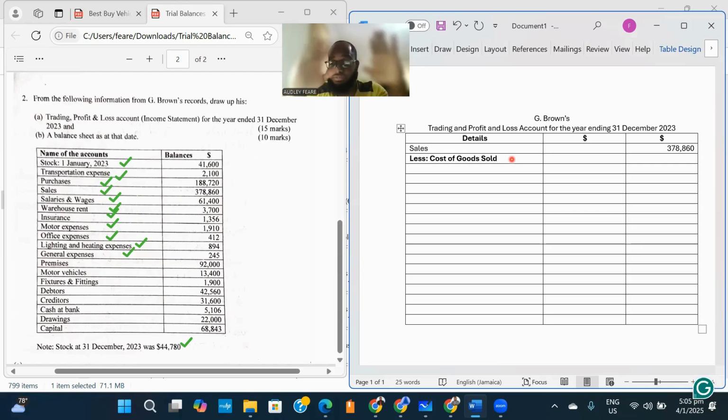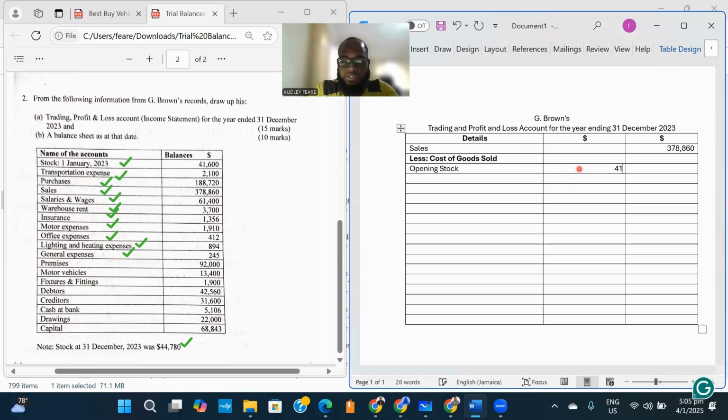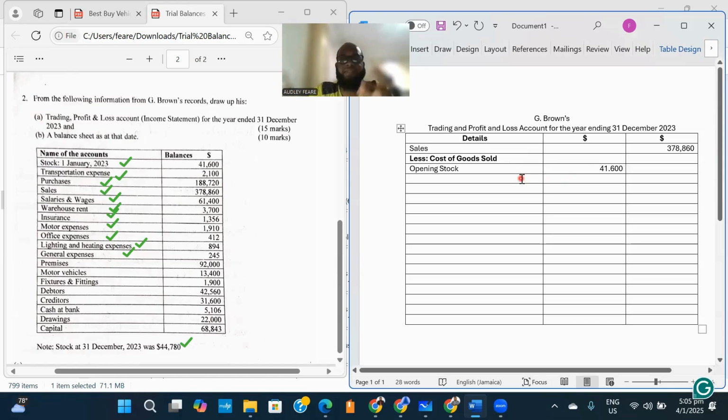All right. So to find the cost of goods sold, it's a formula that is very easy. But in this question, we don't have everything. So opening stock, add purchases, and so on. Here we have opening stock. So our opening stock was 41,600. So we write that there, 41,600. Then we add purchases. Did we buy any additional stock that we need?